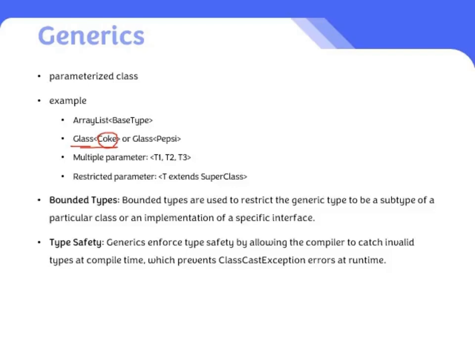Now, what if there are several options? In that case, you use a comma for the parameters. And if you only want to accept specific ones, this is called a bounded type. You use extends. It's similar to how subclasses and superclasses work.